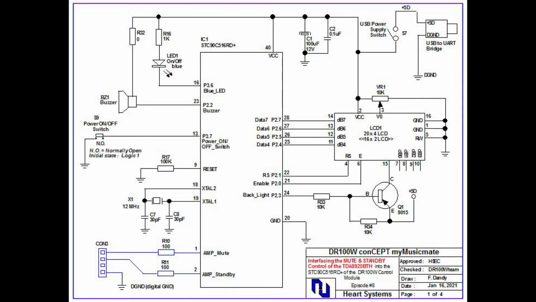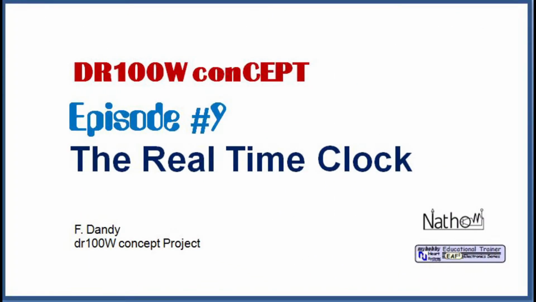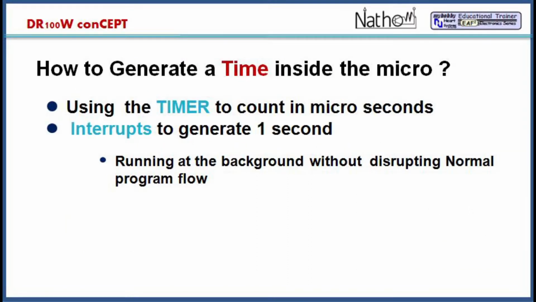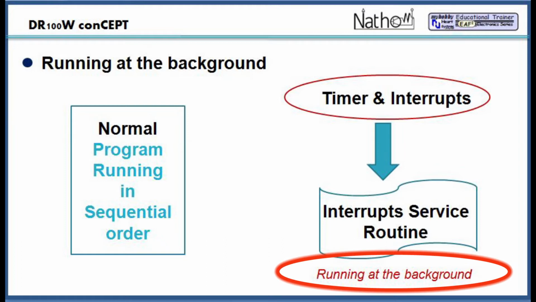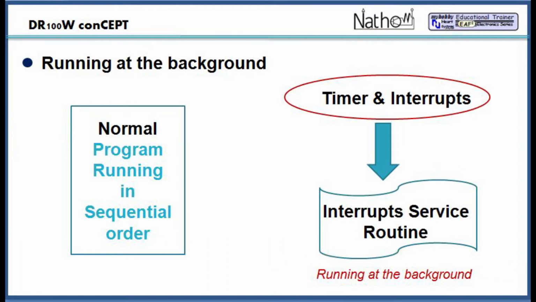In episode 9, we will be using the same hardware as in episode 8. Let's take a look at my presentation on how to generate the real-time clock using the 8051 internal processing, and we will be using the timer and interrupts. These are features of almost every micro, not only on the 8051, including the Atmel AVR and probably some other 32-bit microcontrollers. And the way the interrupt runs is on the background, possibly without affecting the normal program flows as depicted in this slide number 2.